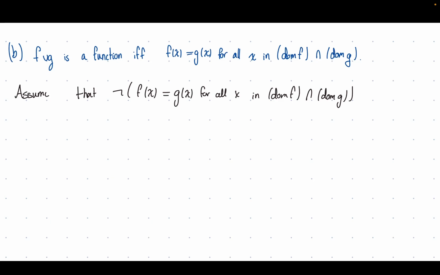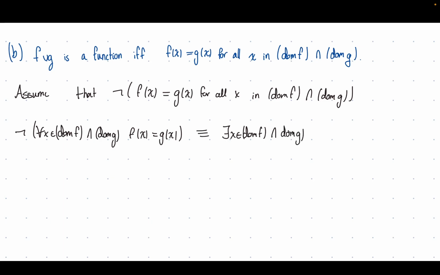Right? Now, how do we express this mathematically? So it's going to be something like not for all x in domain f intersect domain g, f of x is equal to g of x. Right? And now this is logically equivalent to saying that there exists some x in the domain f intersect domain g such that it is not the case that f of x is equal to g of x, which itself is logically equivalent to saying there exists some x in domain f intersect domain g such that f of x is different from g of x, right?